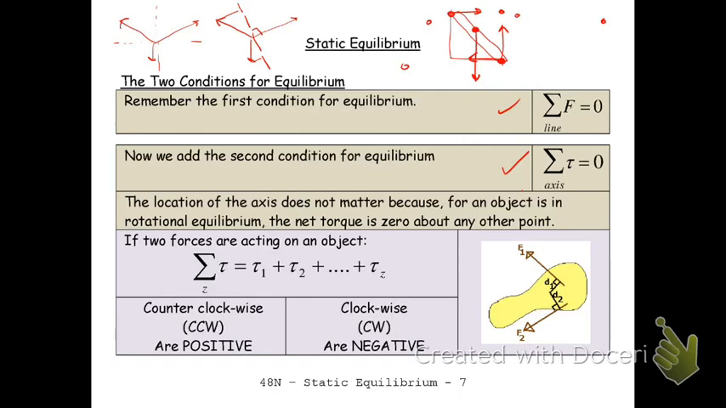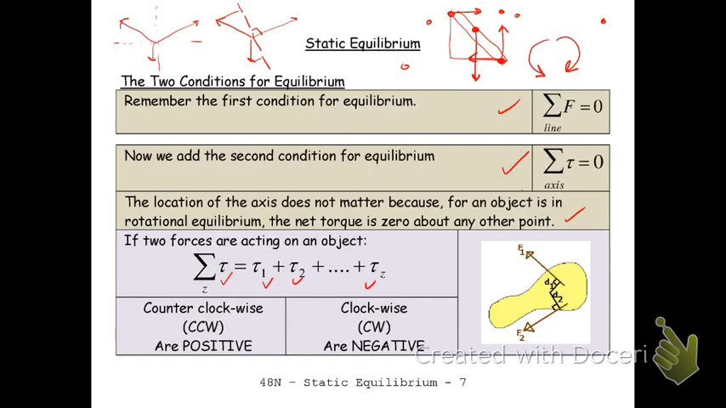So we say the location of the axis does not matter for an object that is in rotational equilibrium. The net torque is 0 about any point, any axis we like. But to solve it, then some axes are better than others. So if we have two forces, say, acting on an object, then we say, well, the sum of the torques is equal to the torque 1 plus torque 2. And if we have 5 forces, we have torque 5. And if we have 15 forces, we have torque 15. Clearly, that is not the same as that.